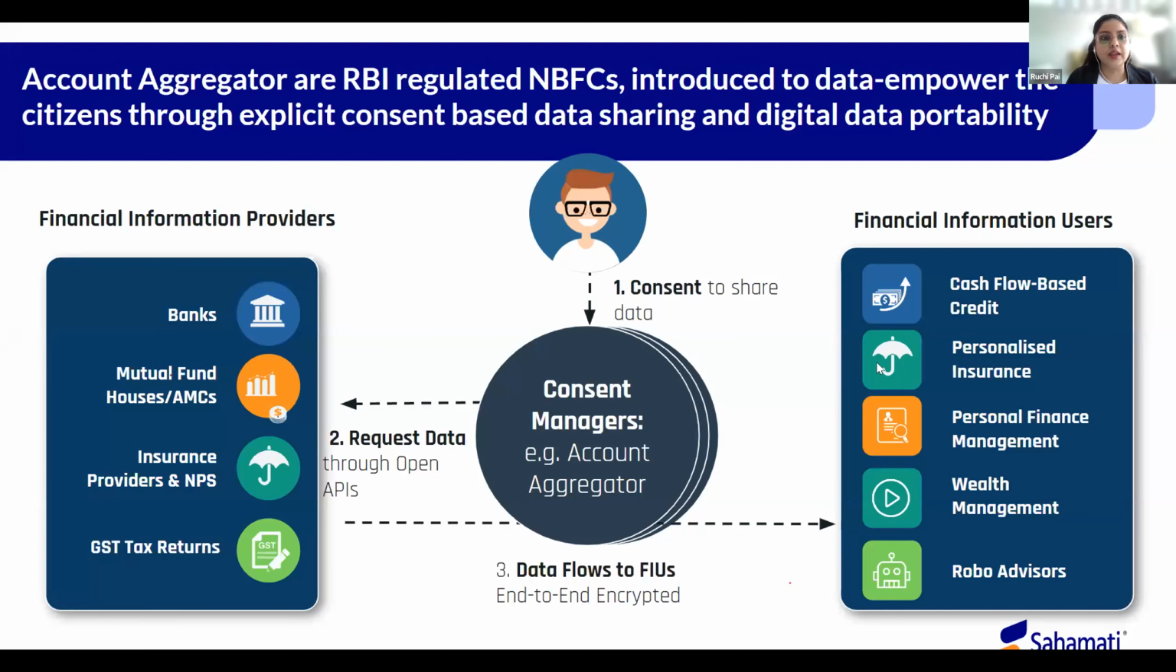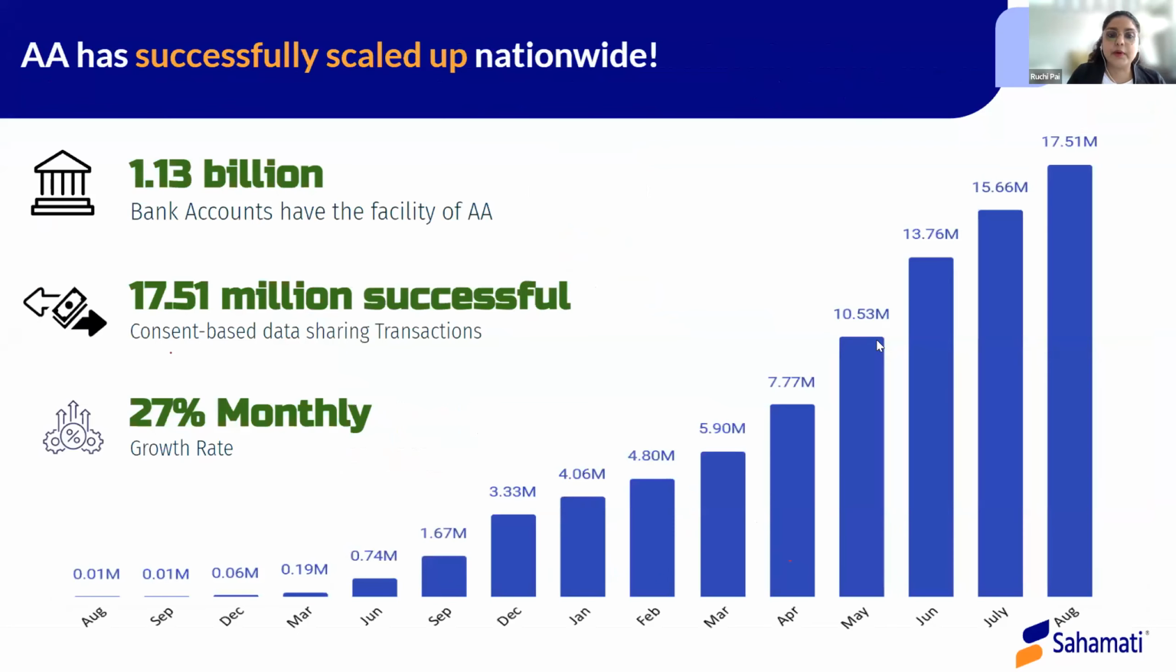Okay. Right. Now, a little bit about how far we've come. We have 1.13 billion bank accounts that have the facility of account aggregator available on their accounts to share the data. As of August, we have 17.51 million successful consent-based data sharing instances that have happened. And we see a month-on-month growth rate of 27% over the last 1 year.